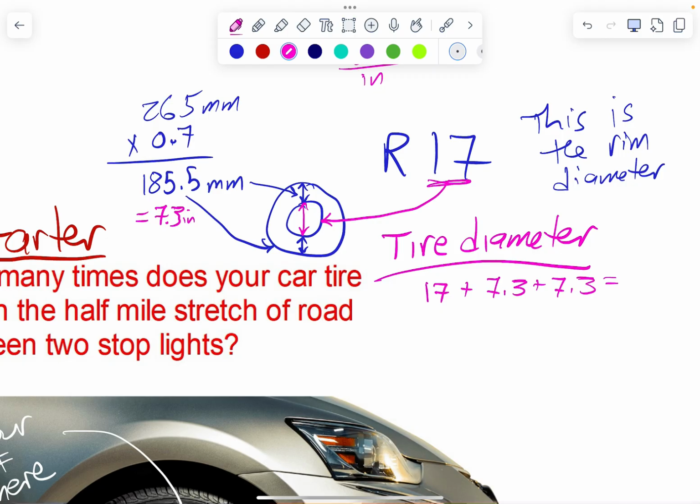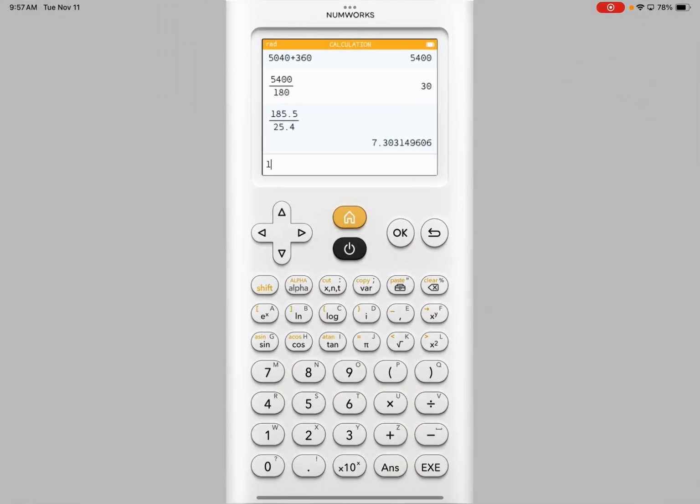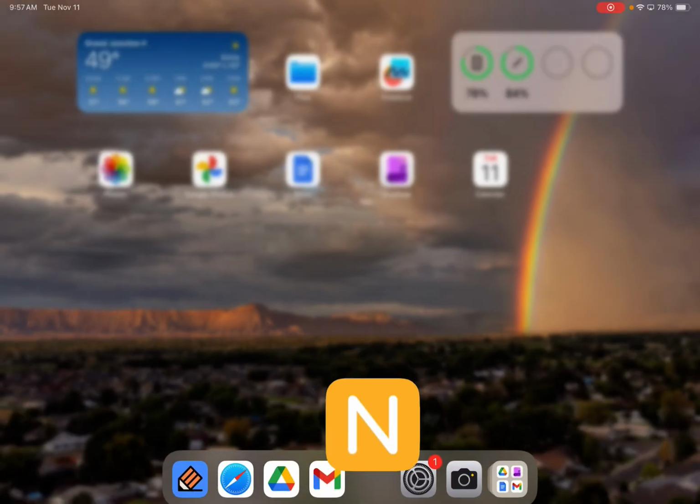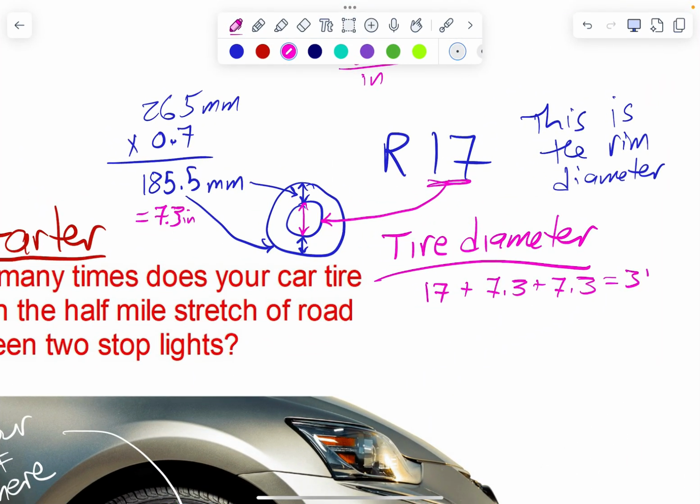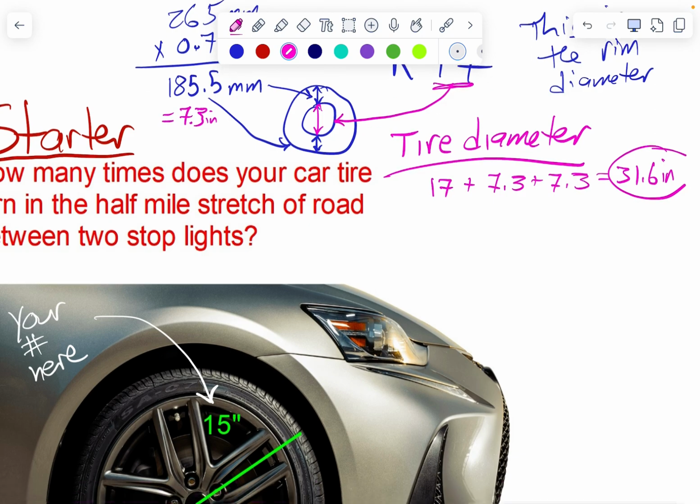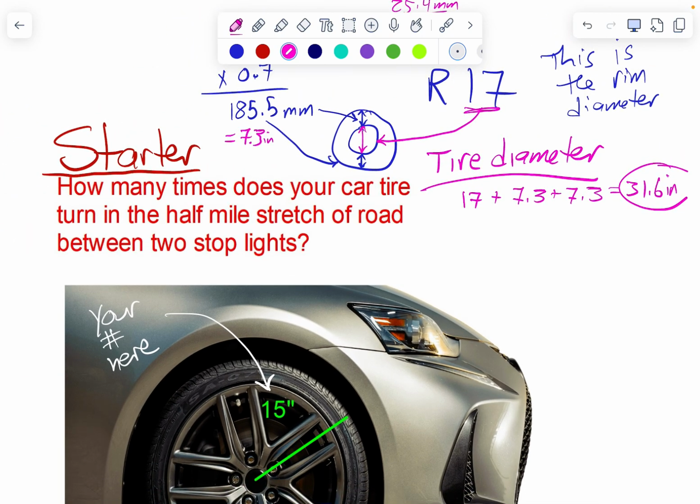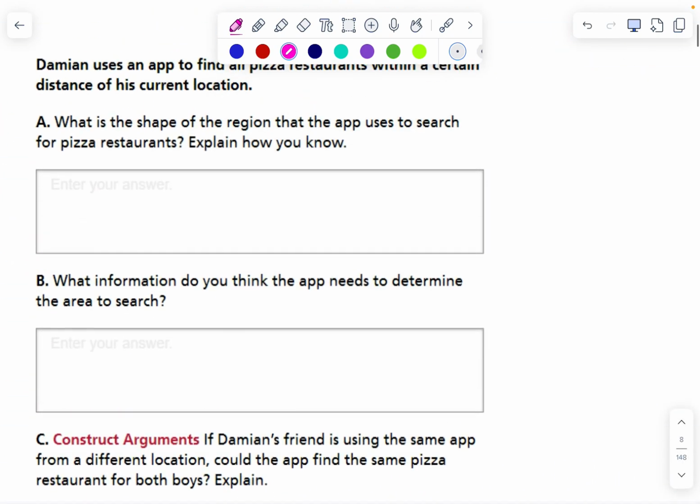So 14.6 plus 17 is 31.6 inches. Okay. That is the tire's diameter. Why did we care about the tire's diameter for this one? Yeah, we need the circumference because the circumference, and you keep seeing me scroll past this picture, and here's why.